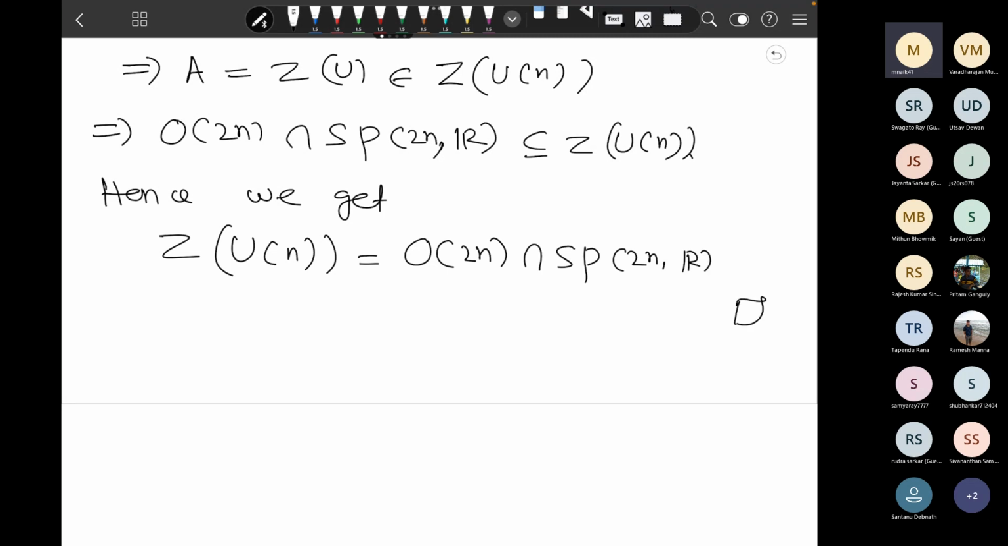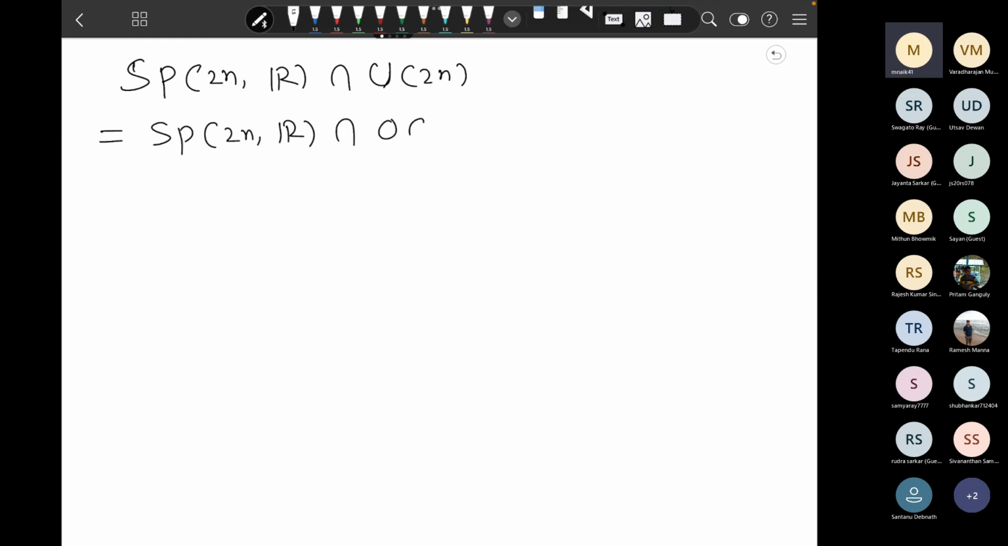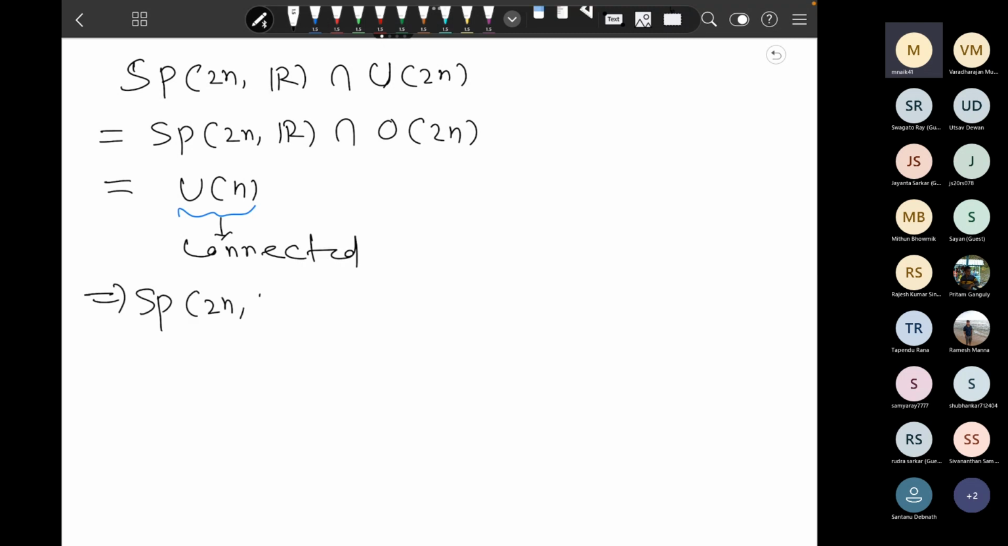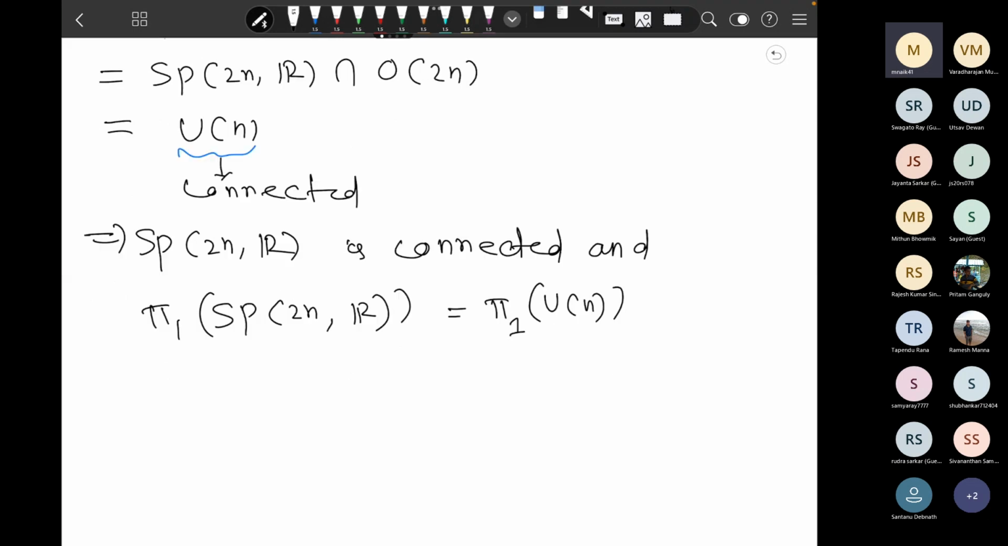So what I am getting is Sp_2n(R) intersection O_2n is U_n. This U_n is connected, so this implies Sp_2n(R) is connected, and pi_1 of Sp_2n(R) is equal to pi_1 of U_n. This is about Sp_2n(R).